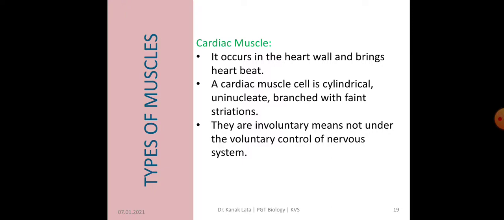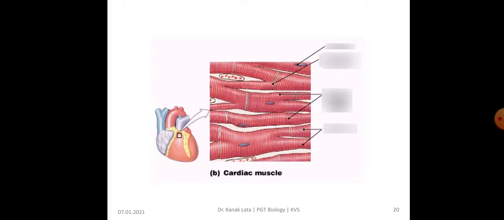Now the last type of muscle is cardiac muscle. Cardiac muscle occurs in the wall of the heart and helps in bringing the heartbeat. It is also not associated with bones. A cardiac muscle is cylindrical, uninucleate, but branched with faint striations. Cardiac muscle is also involuntary, meaning it is also not under the voluntary control of the nervous system. This is the figure which depicts cardiac muscles. You may observe the branching of cardiac muscle here present in the heart.